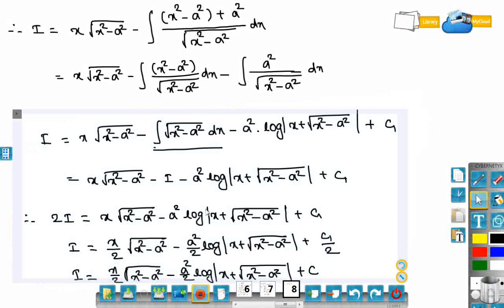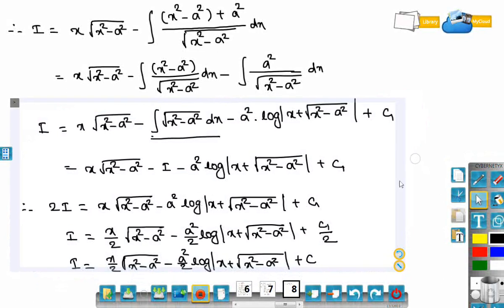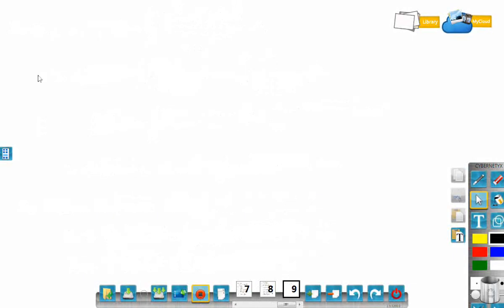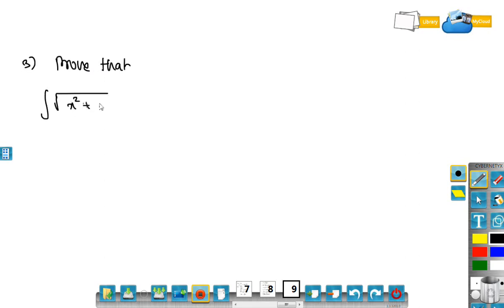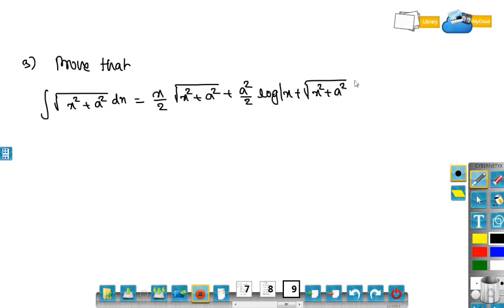In the same way, one can prove the formula for under root of x square plus a square. The similar steps you may get like this. If you use the same steps, then you will get the third result. You can prove it yourself. Prove that the integral of under root of x square plus a square dx is equal to x by 2 into under root of x square plus a square plus further a square by 2 log of mod of x plus under root of x square plus a square plus C. It's the result which can again be proved using the same technique.